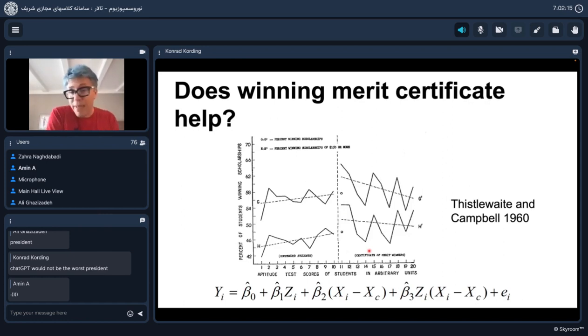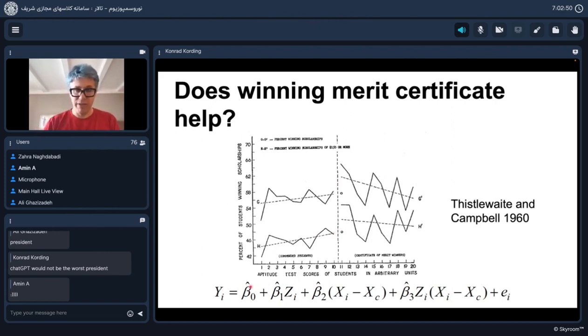Now, here's the first paper that did this. This is the classical Thistlethwaite and Campbell 1960 paper that did exactly what I told you. They take test scores from the national examination. They took the percent of students winning a scholarship on the y-axis, and here they take however many people win a prestigious scholarship.